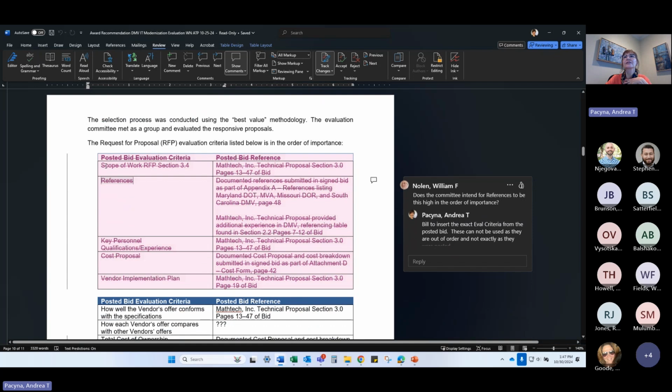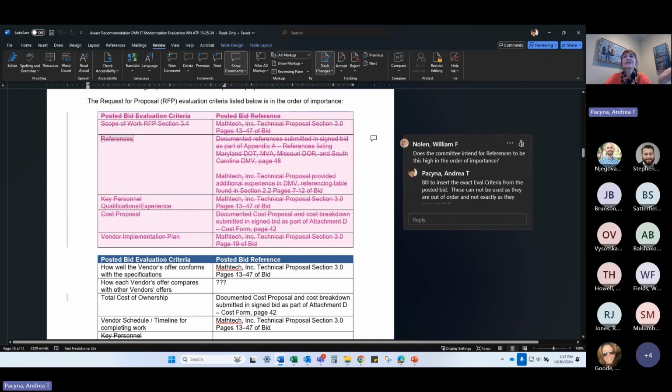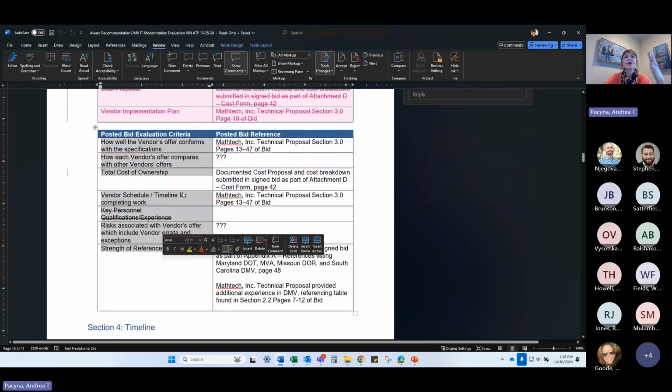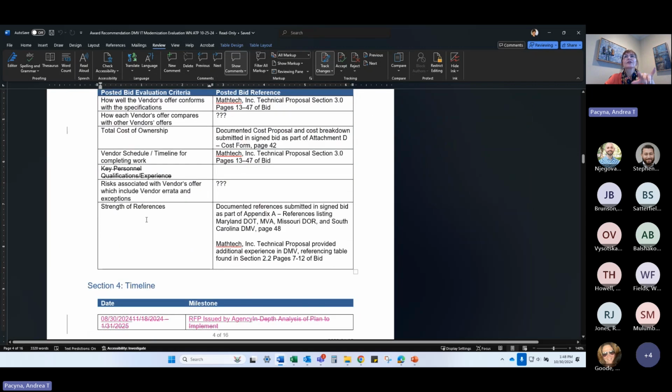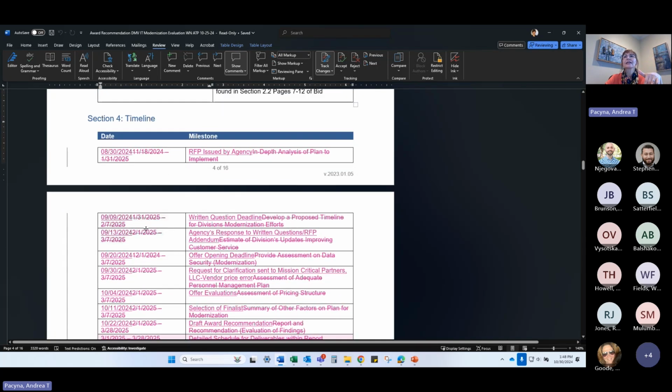Okay. These folks, the request evaluate. This is the one where they put in eval criteria that didn't even align with what was in the RFP. They did their own little thing. Here's the scope of work. They put references, key personnel, cost. That wasn't what was in the offer. This is what was in the offer. So we're having them go back and tighten up their review, because for each one of these things, they have to address what each vendor's strengths and weaknesses were for that particular criteria. The other thing they did was there's supposed to be a timeline here.